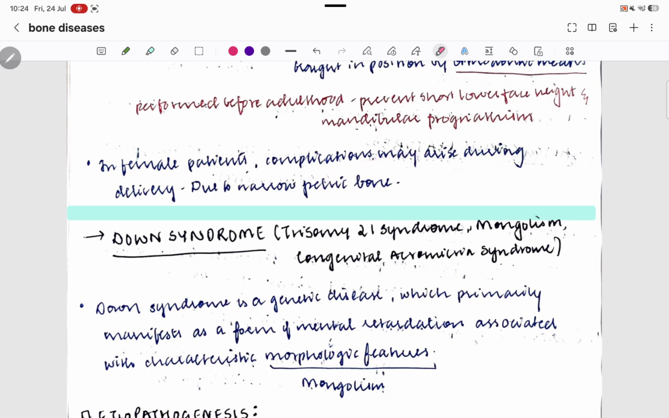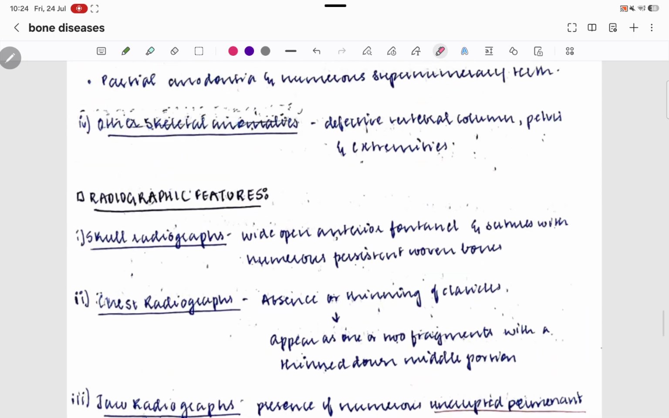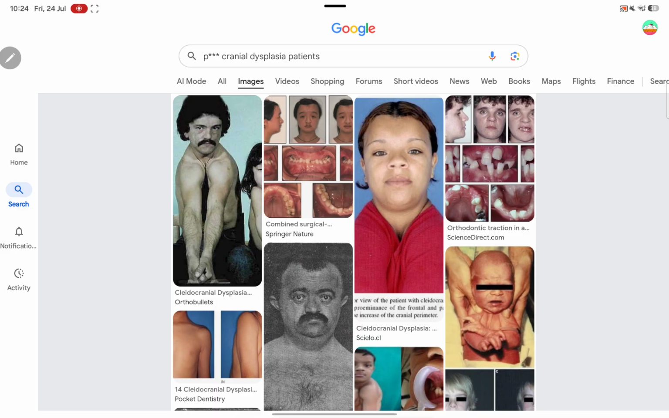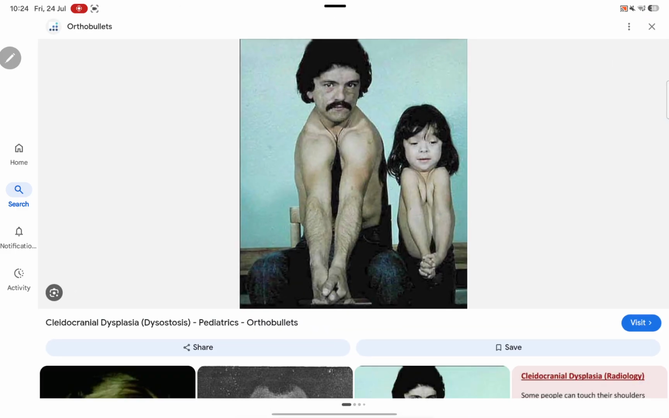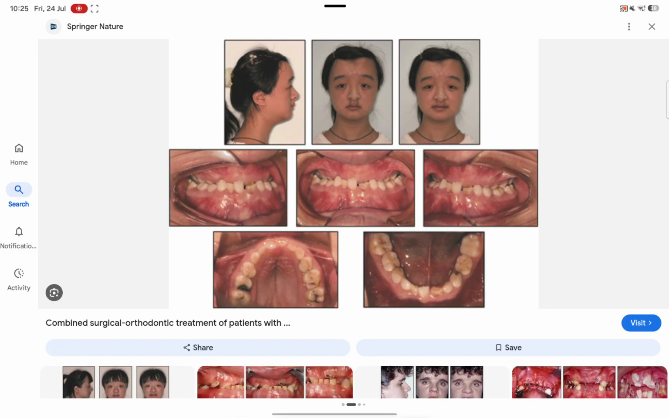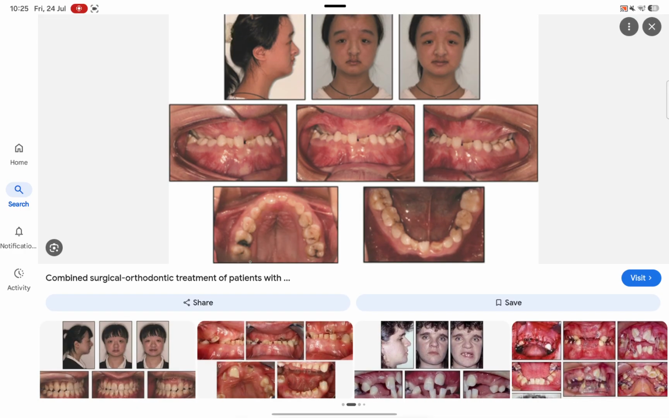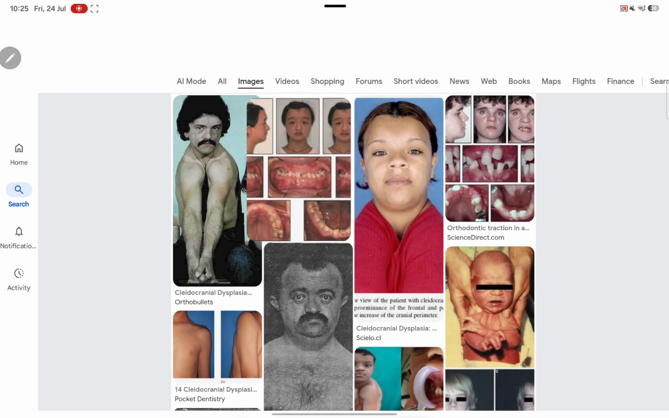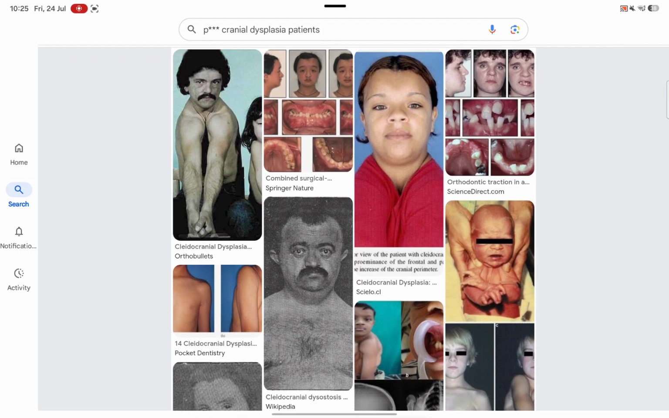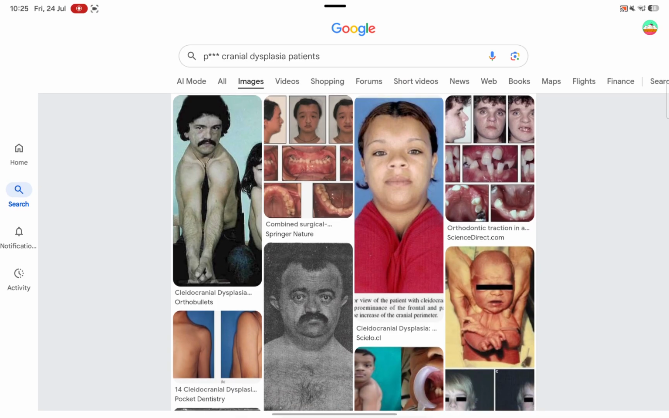I'll just show you a few pictures of how these patients look, so you will have an idea. As you can see, there is an absence of the clavicle, because of which the shoulders are meeting one another. Then there is sometimes anodontia. All these you're seeing are primary teeth, and then there is an enlargement of the alveolar bone and a high arched maxilla. These are all the anomalies that you have to refer to when it comes to cleidocranial dysplasia.